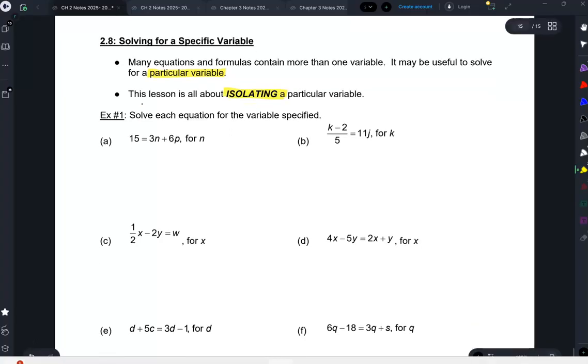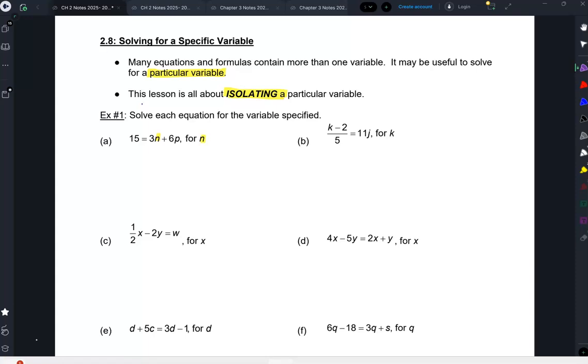Take a look at this one. It says solve for the variable specified. So in this case, I have this formula or equation, and I want to solve it for n. Now, n is this, right? So I want to isolate n. And I'm going to use the same processes as I was using before. It's kind of like reverse PEMDAS, right? Whereas in PEMDAS, we do multiplication and division first, here we're going to do the addition and subtraction first.